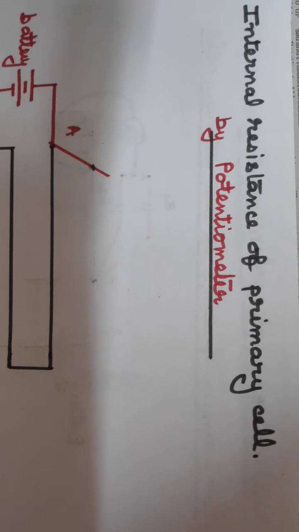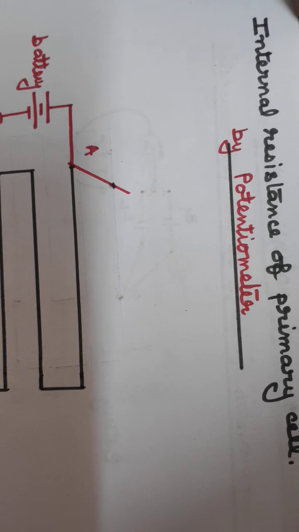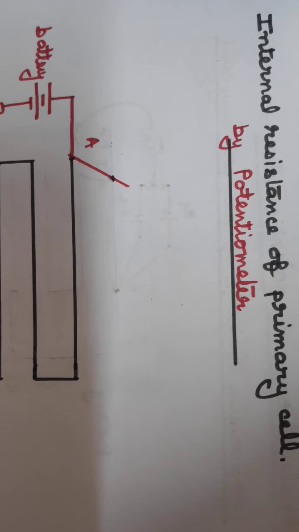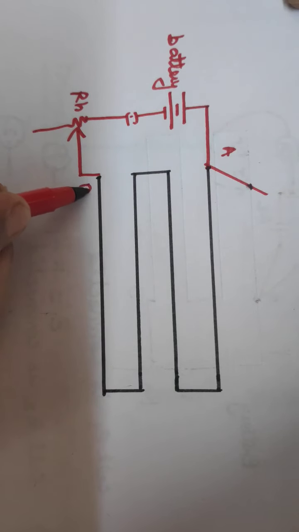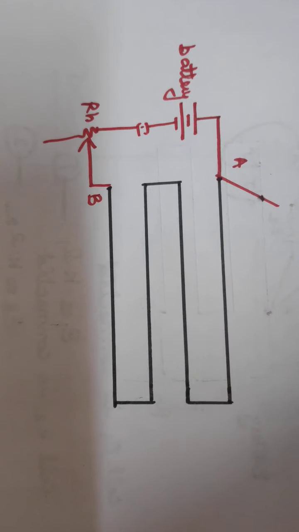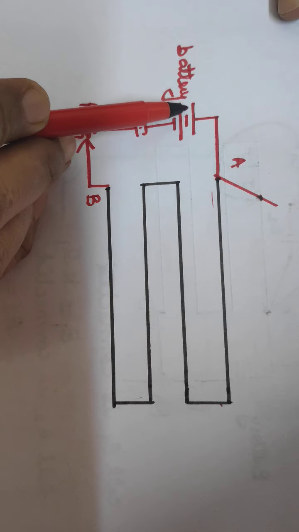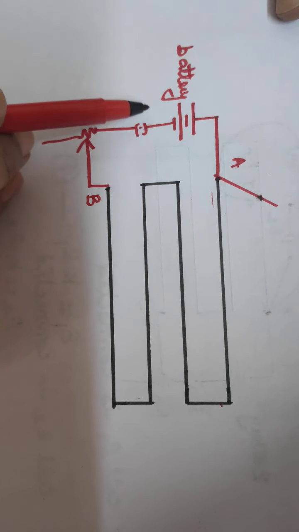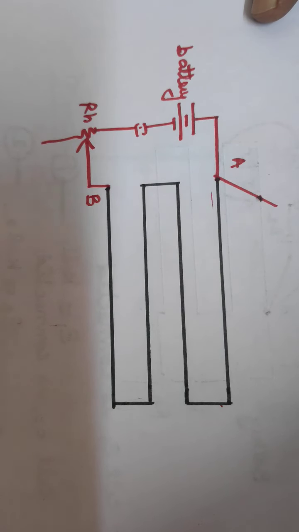Second application is internal resistance of a primary cell by potentiometer. For this, again a basic circuit. This is A, B, and again a long wire connected with the positive end of the battery. This is the source battery, and the negative end again from B.